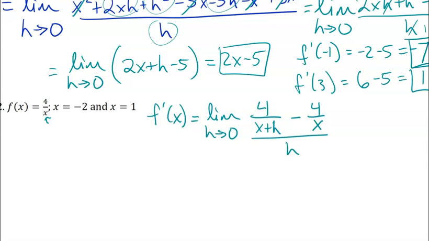Okay, as always, if I were to plug 0 in, I would get 0 over 0 because I'd have 4 over x minus 4 over x, which is 0 over 0. So I need to do some algebra stuff, okay? To do that, I need to get rid of these complex fractions, meaning a fraction inside a fraction. And so I'm going to multiply the entire big fraction by the least common denominator of the inside fractions, which is the quantity x plus h times x. Those are two separate factors.